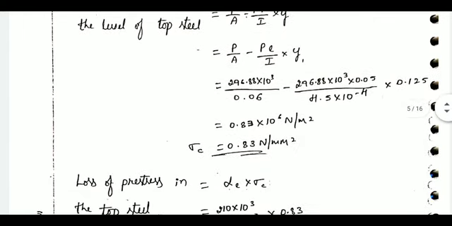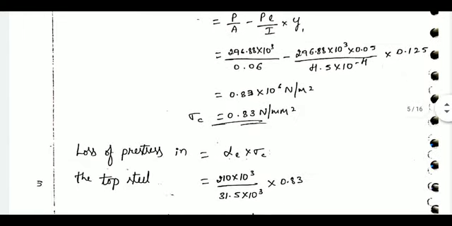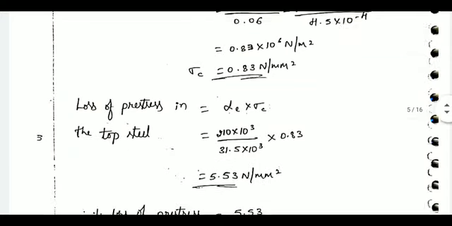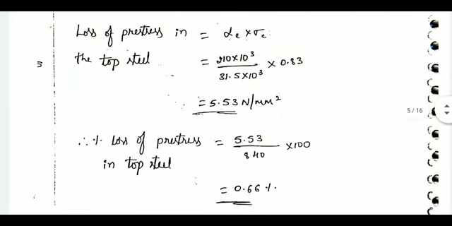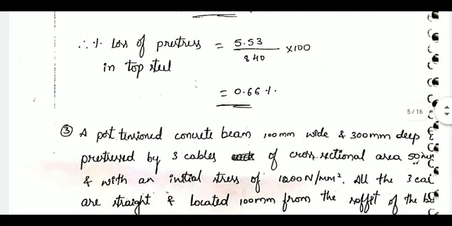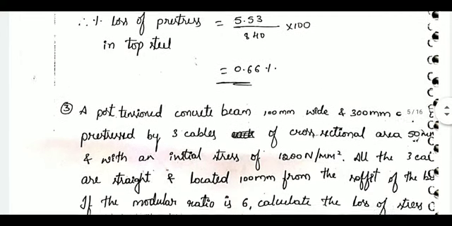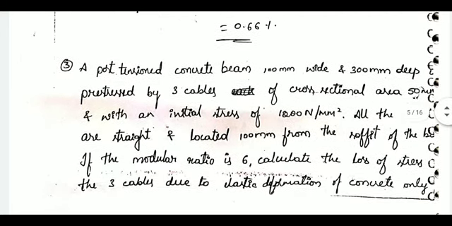Okay, so this is sigma C. Again, the procedure is the same. We have modular ratio into sigma C, percentage loss. Next, we'll move on to the next problem.